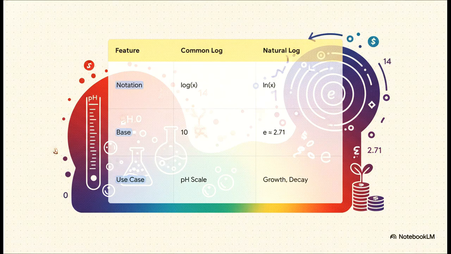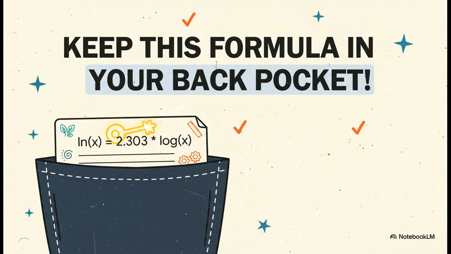Then on the right, we have the natural log, written as ln. Now this one uses a very special irrational number called e as its base, which is roughly 2.71. Just think of e as the universe's natural constant for growth and decay, which is why you see it everywhere in calculus and biology. And here is a super handy exam tip. Sometimes you'll need to switch between these two. To change a natural log into a common log, all you have to do is multiply by about 2.303. Definitely keep this little formula in your back pocket.